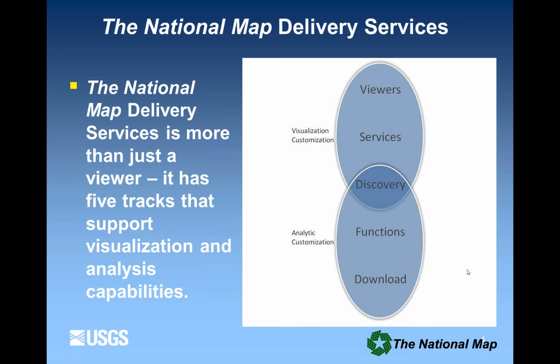What functions do we have that we support that are core USGS functions that might be in our viewer or available as services to others? And most importantly for us, what really differentiates us from things like Google and Bing is download. It's about getting to our data, and that's the primary difference between The National Map and its main focus here, being able to deliver that data.